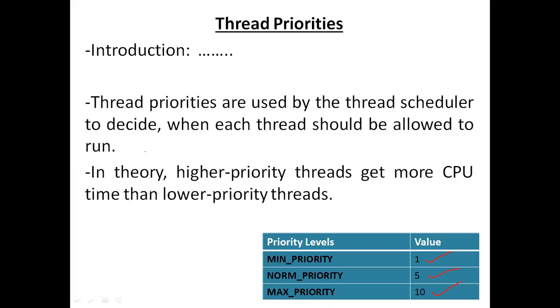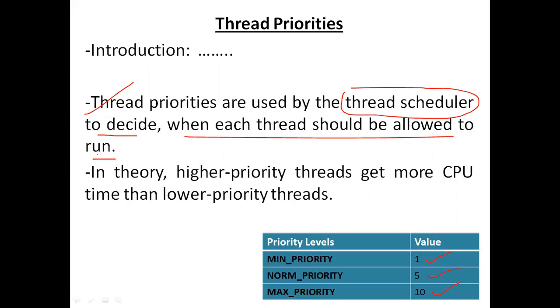See the first point here: thread priorities are used by the thread scheduler. Who is going to use that? The thread scheduler. It is nothing but a small software to decide when each thread should be allowed to run. I will explain this, don't worry about that. Second point, in theory, higher priority threads get more CPU time than lower priority threads. Obviously, a thread having high priority will be executed for more time than a thread having low priority.